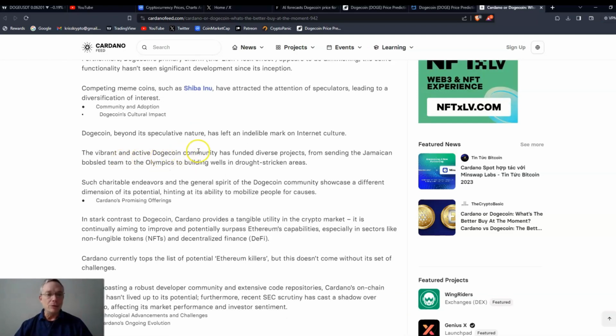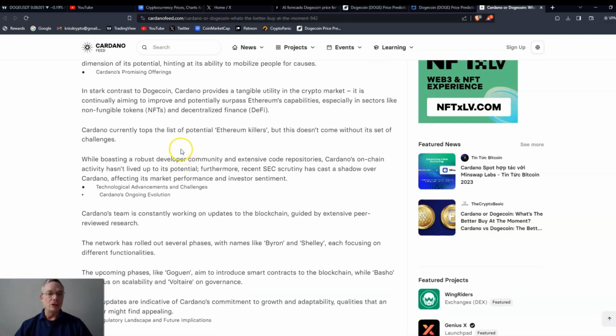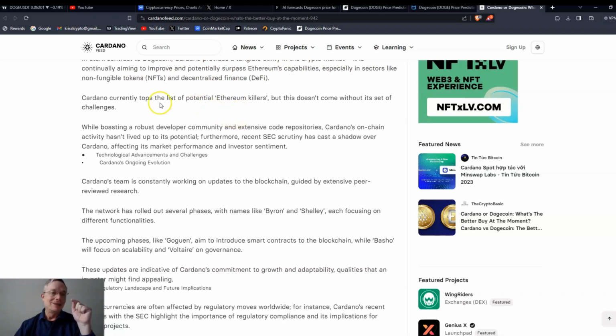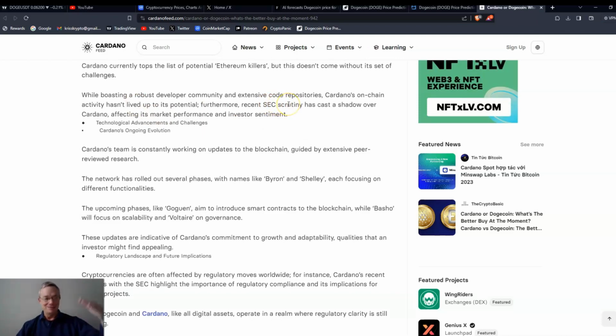Vibrant and active Dogecoin community, that is all good. In stark contrast to Dogecoin, Cardano provides a tangible utility in the crypto market, continually aiming to improve, potentially surpass Ethereum's capabilities, especially in sectors like NFTs and DeFi. Cardano currently tops the list of potential Ethereum killers, but it has its challenges. Recently, the SEC has called it a security, which has kind of hampered its perception overall in trading. And with Cardano trading down below 25 cents, its market cap right now is really close to Dogecoin's.